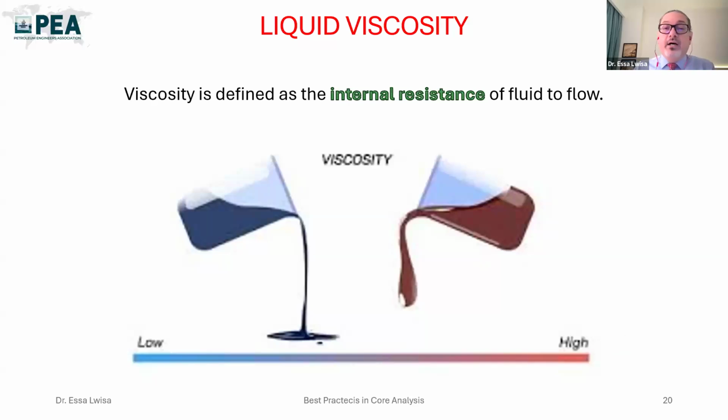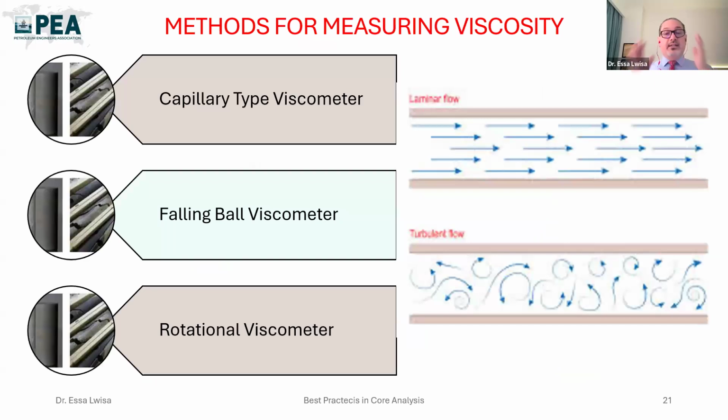Now, how can we measure viscosity? I will talk about three types of viscosity measurement. The first one is the capillary tube viscometer. You can call it a U tube because of its U shape. Then there is the falling ball viscometer, and then the rotational viscometer.